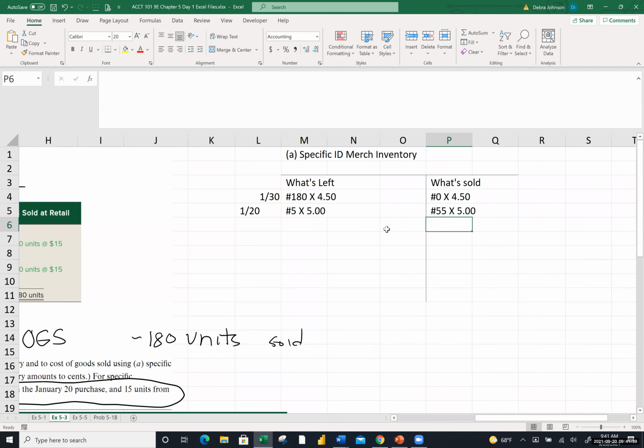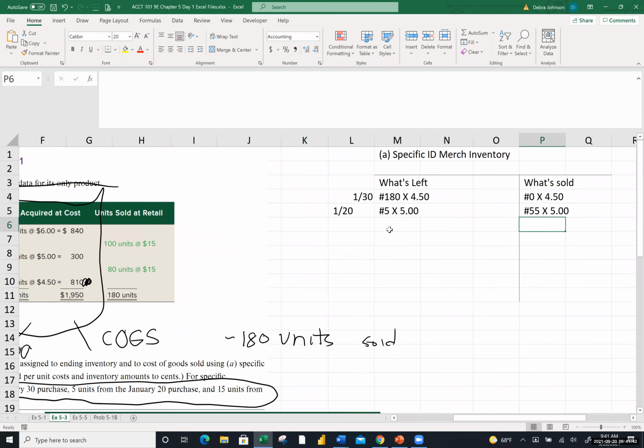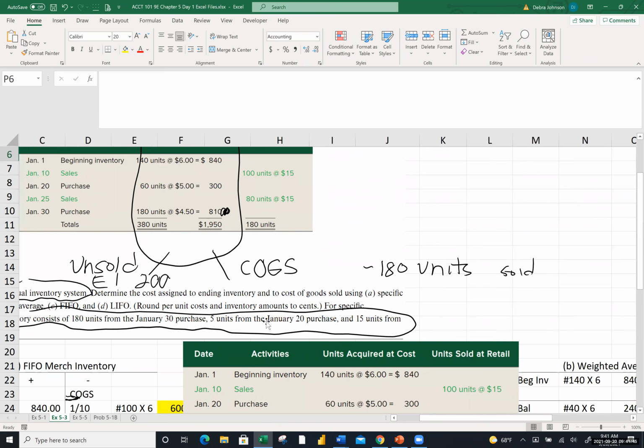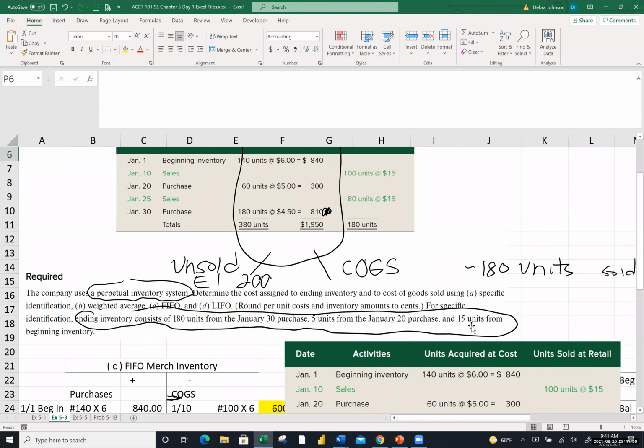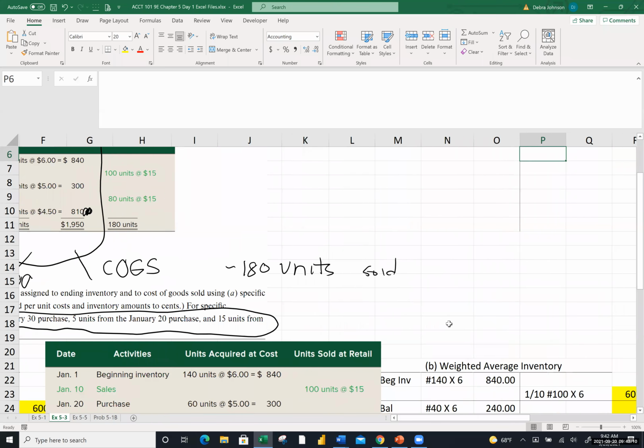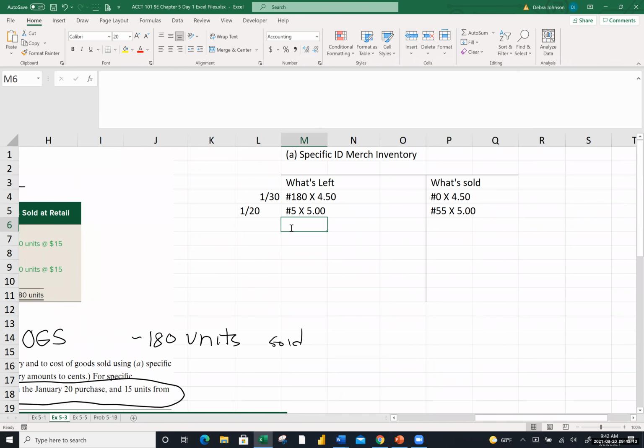times $5. Okay, and again, I'm going back to the individual item sentence. They had 5 units from the January 20th. We got that. And then the last thing they tell you is 15 units from beginning. Well, if there's 15 units left, the rest of it, the 125, I think that is, must have been sold. So 15 units were left. Let me go put that in there. 15 at $6. And that'll be beginning inventory.